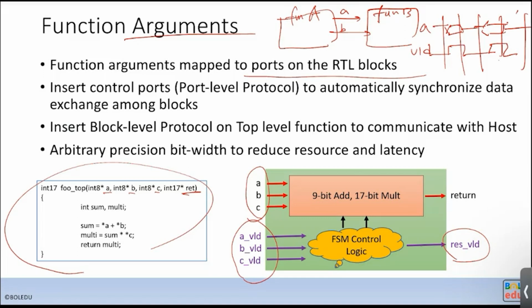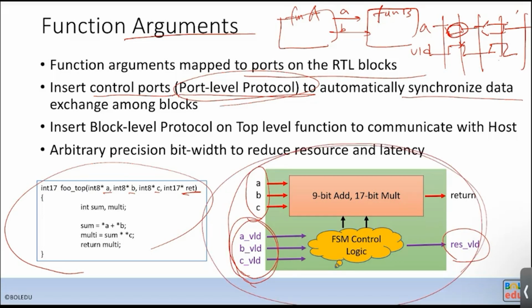It's obvious. Otherwise, you cannot assume the data is ready every cycle. Only when the valid is active is the data valid. So that's where the port level protocol comes in. When you synthesize, you will generate the control ports, and that control port will be used automatically by the design to synchronize the data exchange among blocks. Also, the whole function block needs to communicate with the host. Then you need a block level protocol, on the top function, to communicate with the host.